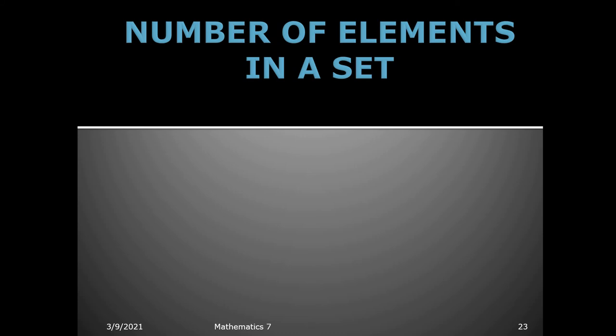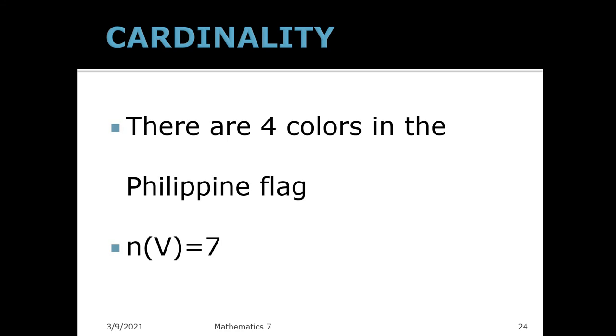So number of elements in the set, we made mention earlier that each member is called an element. So how do we list down, or what do we call the number of elements in a set? So we name it as a cardinality. So cardinality refers to the number of elements in a set. So there are 4 colors in the Philippine flag. So we can simply write N, which represents the number, and V for the set, name of the set, equals 4.